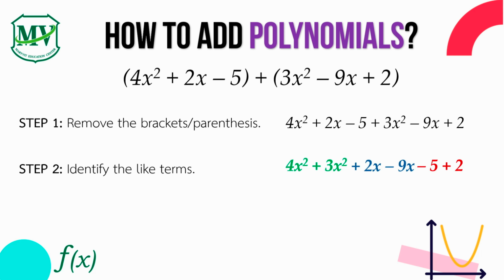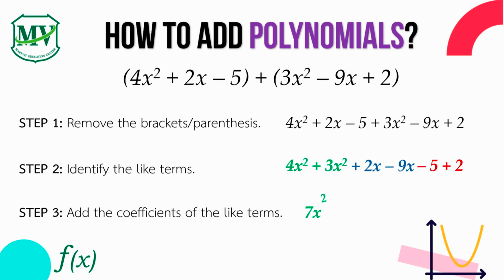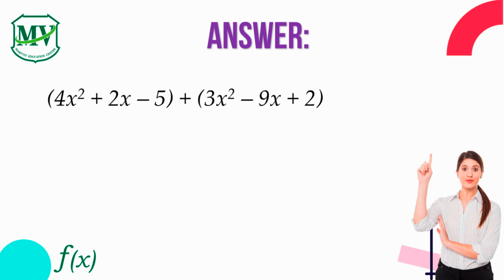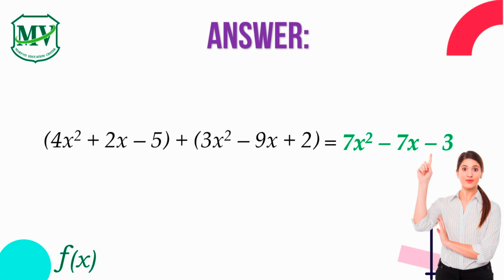Step number 3, we're going to add the coefficients of the like terms. So 4x squared plus 3x squared equals 7x squared. And positive 2x minus 9x equals negative 7x. Negative 5 plus 2 equals negative 3. So the answer to this problem is 7x squared minus 7x minus 3.